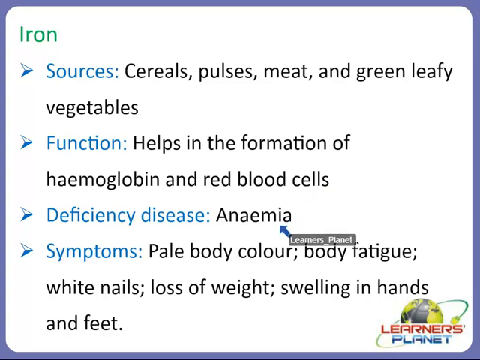And the symptoms of anemia are pale body color. That means the color of our body will change. Then body fatigue, we will feel very tired and weak. Then white color nails, loss of weight, swelling in hands and feet. So such are the symptoms which occur due to the lack of iron in our body. Let's move on to the next mineral.